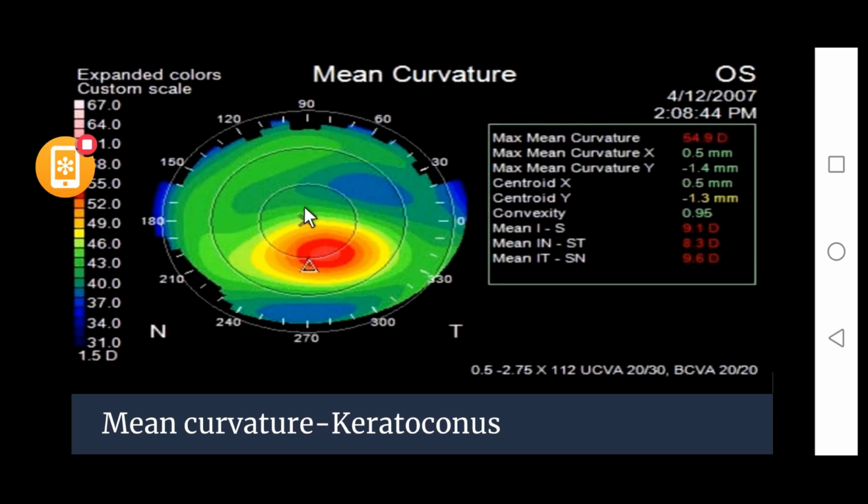So in this region, the X represents the vertex of the cornea, and the triangle depicts the apex of the cornea. Apex means the steepest area of the cornea. Now let's look at the maximum mean curvature, which is 54.9 diopters. It is signified in red because this is an abnormal thing. Now the x and y positioning of the maximum mean curvature: on the x-axis it is plus 0.5, and on the y-axis it is minus 1.4.